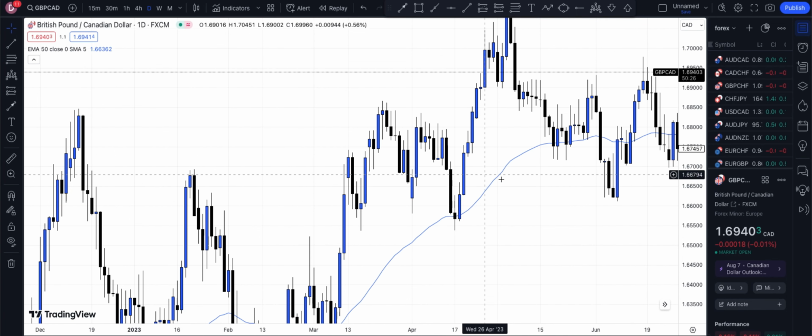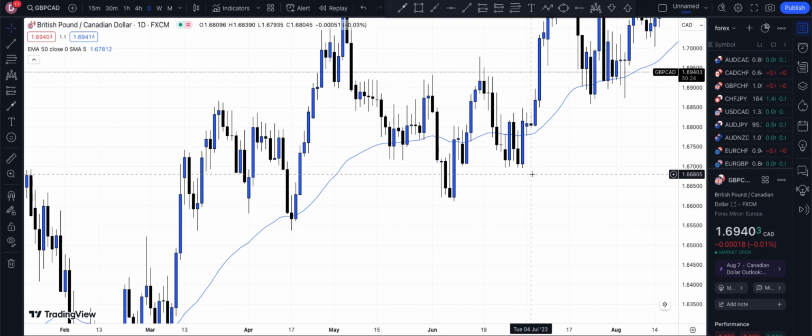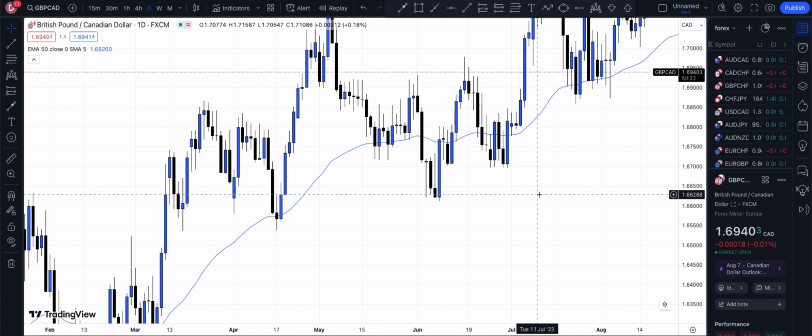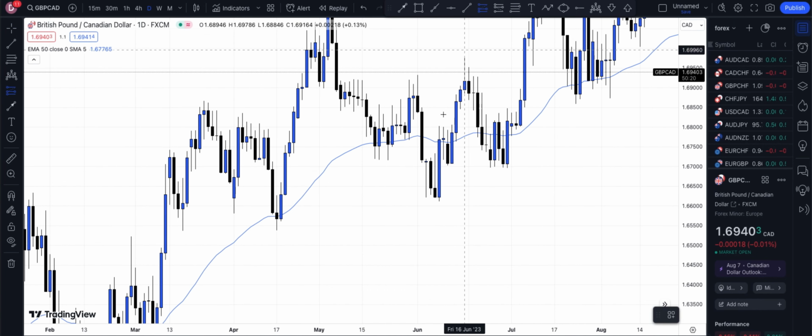Let's take a look at another example. First one you see, very, very strong bullish engulfing candle right here.